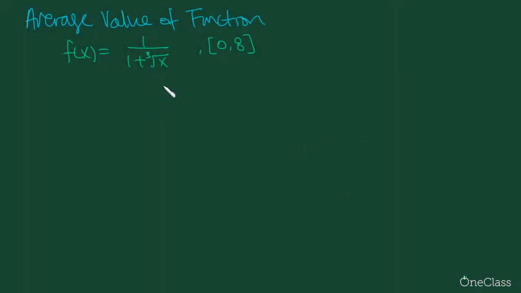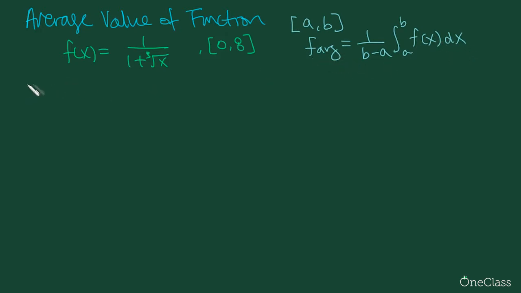Here we've got an average value of a function question. Say we are to find the exact average value of this particular function over this interval. We know the average value of a function follows this equation: over the interval going from a to b, it is 1 over b minus a, the thickness of this interval, times the integral from a to b of the function dx. So this is the typical expression for the average value of a function.